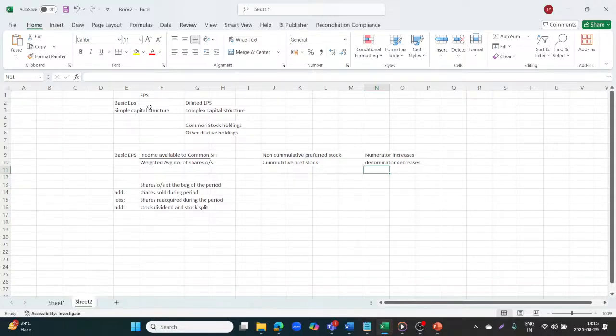Now, as I was saying, simple capital structure. An entity that only issues common stock is said to have a simple capital structure. It does not have convertible stock such as convertible preferred stock. If it has preferred stock but that is non-convertible, such a company is also said to have a simple capital structure. This type of company will only present the basic EPS. Okay, so let's take one example.